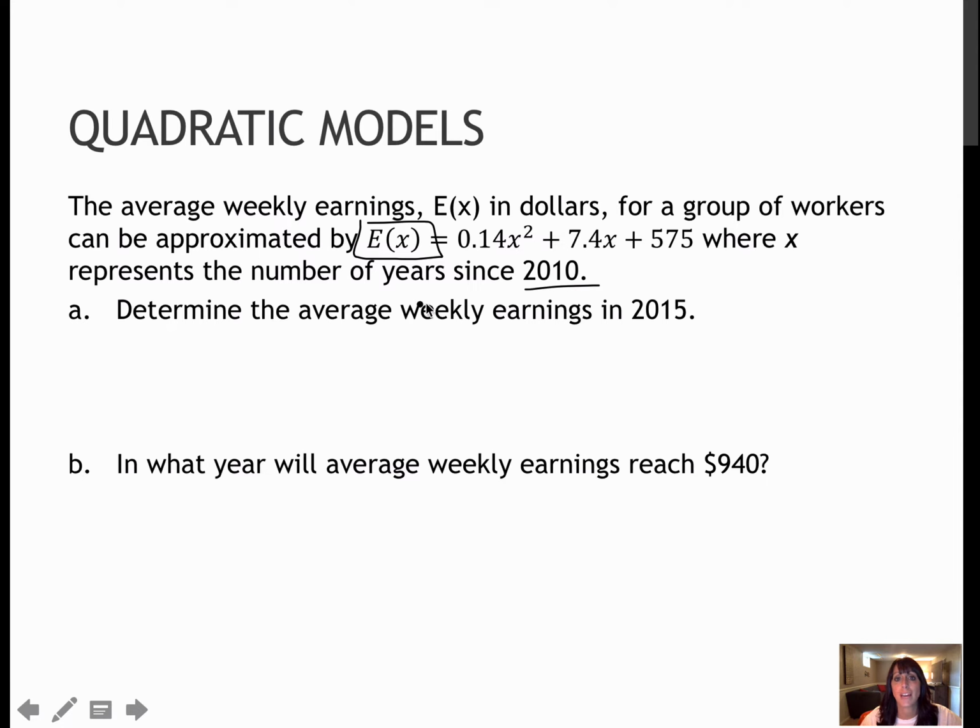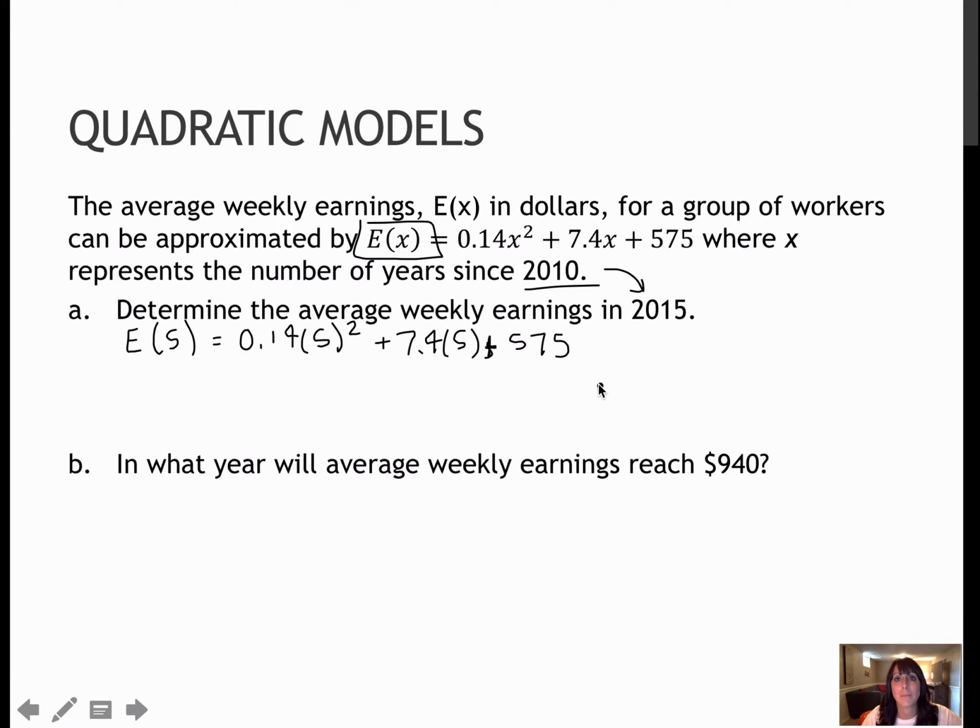The first, determine the average weekly earnings in 2015. So I know that I need to plug in some value for X, where X represents the number of years since 2010. Obviously, there have been 5 years since 2010, so I'm going to find E of 5, meaning I'm using this function, and everywhere I see an X, I will replace it with a 5.